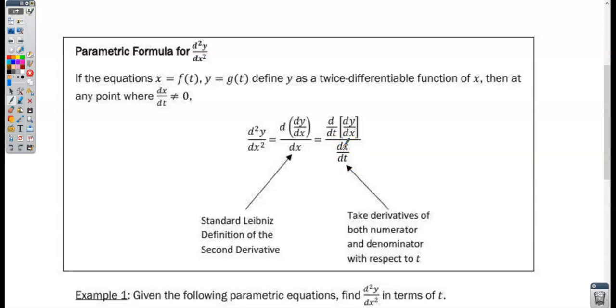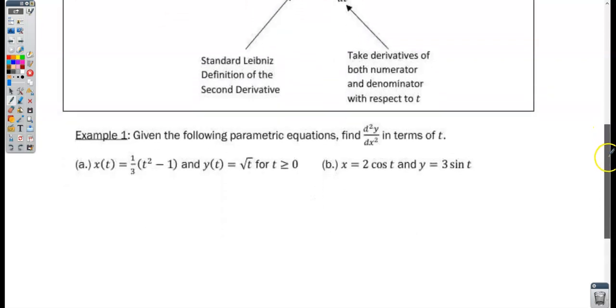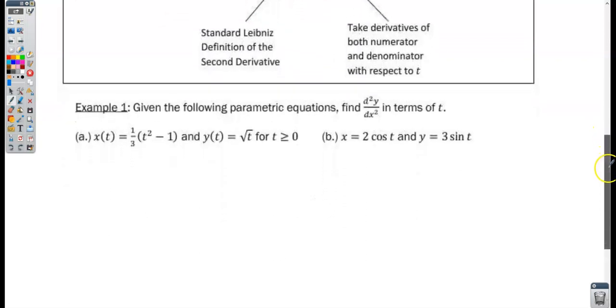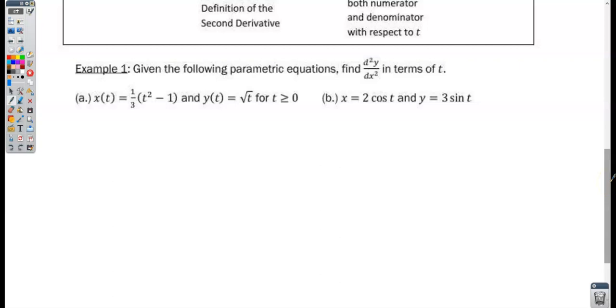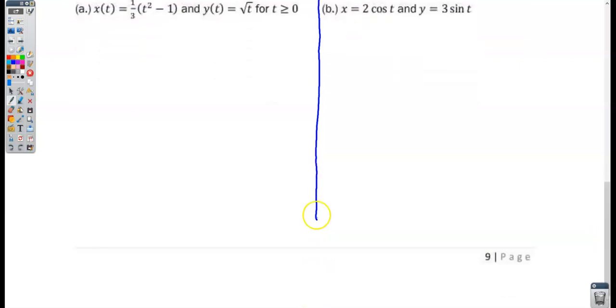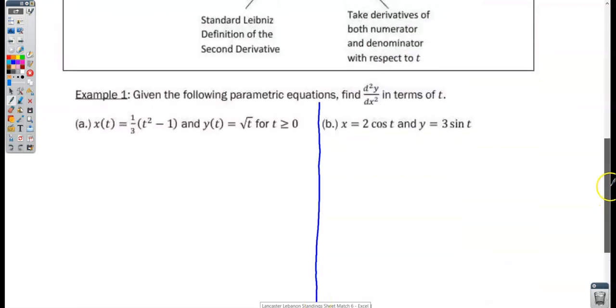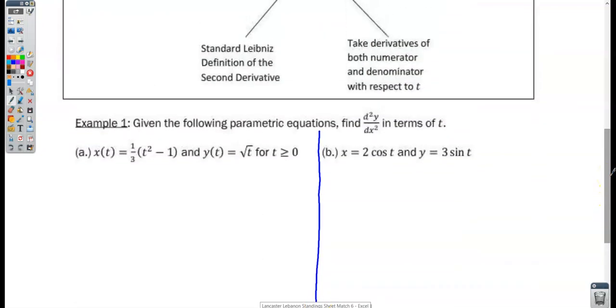I'm going to try to utilize a method here where I go through the same steps every time I do this, which hopefully will encourage you to do this correctly. So let's go ahead and find our second derivative. We're starting with two curves. I'm going to cut myself off some space here. We'll start by finding dy dx. That's always the first step in finding the second derivative, make sure we have the first derivative. So we find dx dt. The derivative of this is going to be 2/3 t.